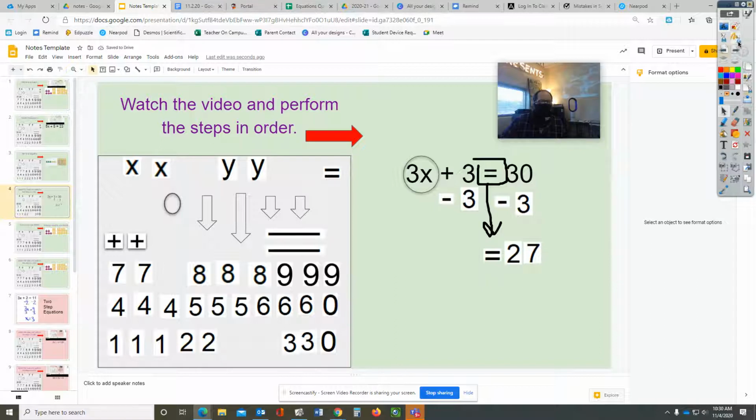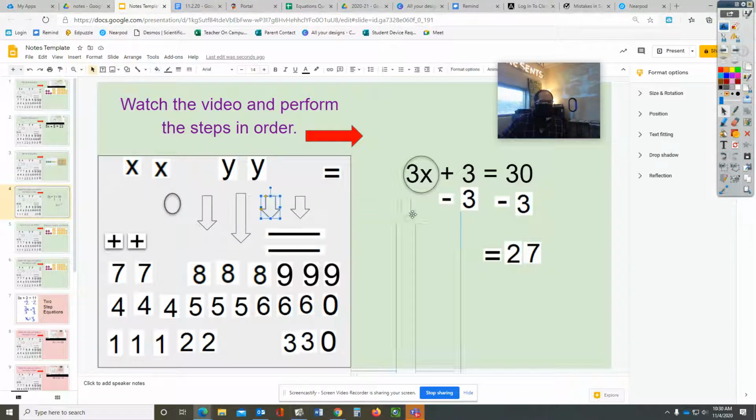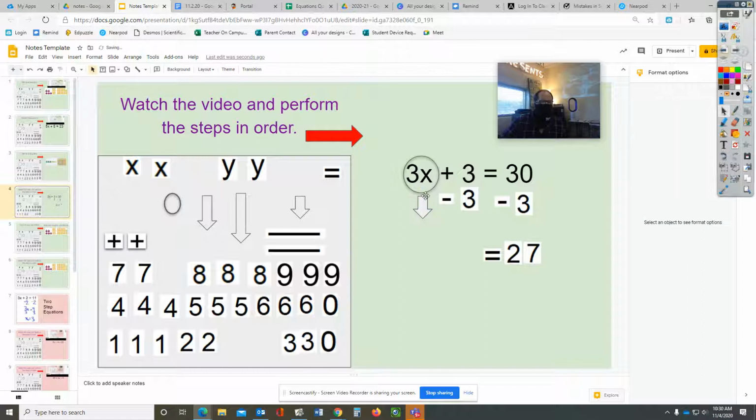And then we look to see what we have left. I also have this 3x, so I want to bring down the 3x as well because I haven't used it yet. So I'll just bring down 3 and my x right up there. And so now here is my new problem. 3x equals 27.